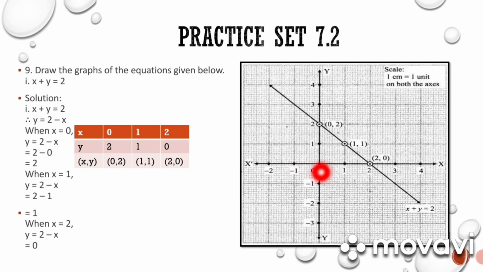We will now plot the points as given in the table: (0, 2), (1, 1) and (2, 0). We will now join the points together and write the equation of the line, that is x + y = 2. From the graph, we observe that the line x + y = 2 intersects the x-axis in the point (2, 0), and it also intersects the y-axis in the point (0, 2).